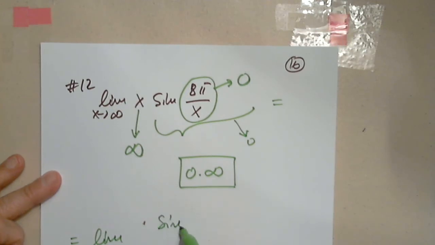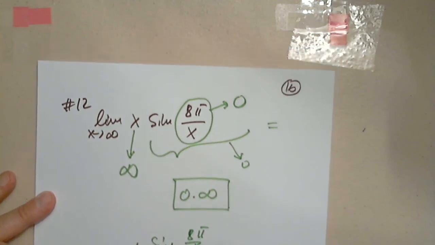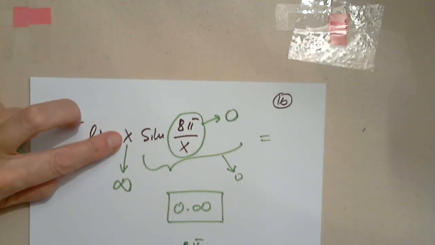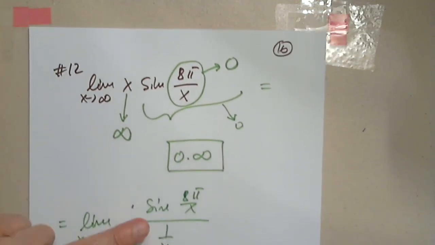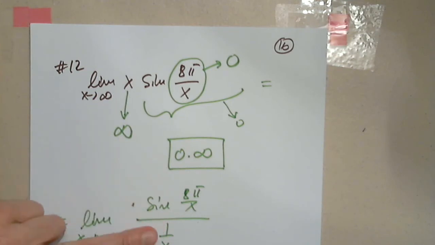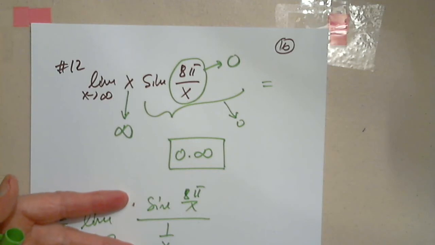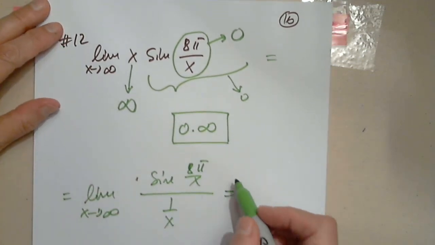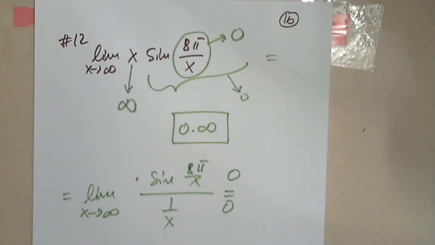And it will. Sine of 8 pi over x over 1 over x. So I changed x into 1 over x in the denominator. It's the same thing, just a simple algebraic manipulation. When I divide by a fraction, I have to flip the fraction. And now this is nice because this is approaching 0 and the top and bottom approach 0, which is a convenient situation for L'Hopital's rule.